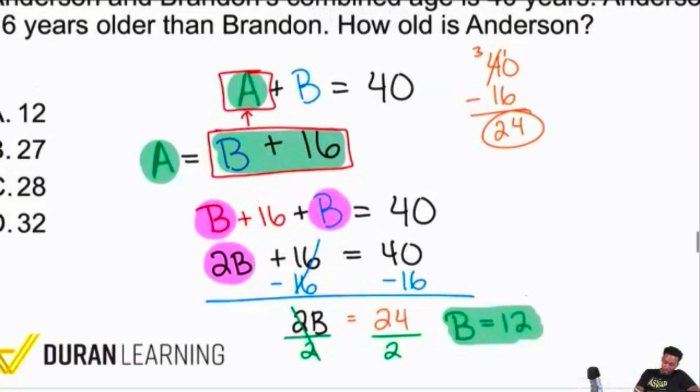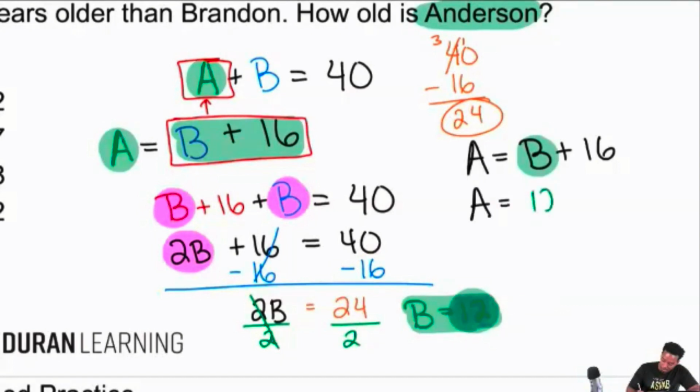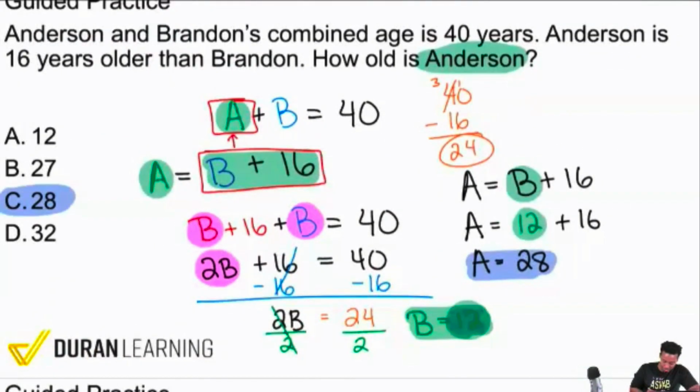Right up here, look at that. How old is Anderson, not Brandon? So what can we do? You use the context. And remember, the context says that Anderson is Brandon's age plus 16. And because Brandon is 12, you can plug that right in, and you'll see that Anderson equals 12 plus 16. Everybody, 12 plus 16 equals what? 28. And that would be the correct answer. 28, exactly what we got earlier.